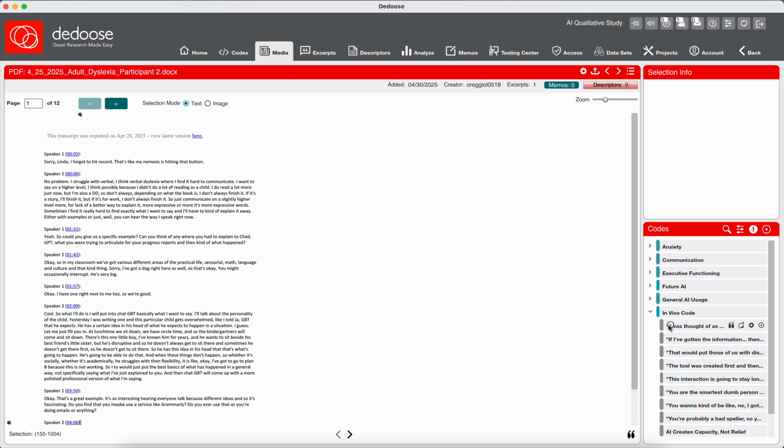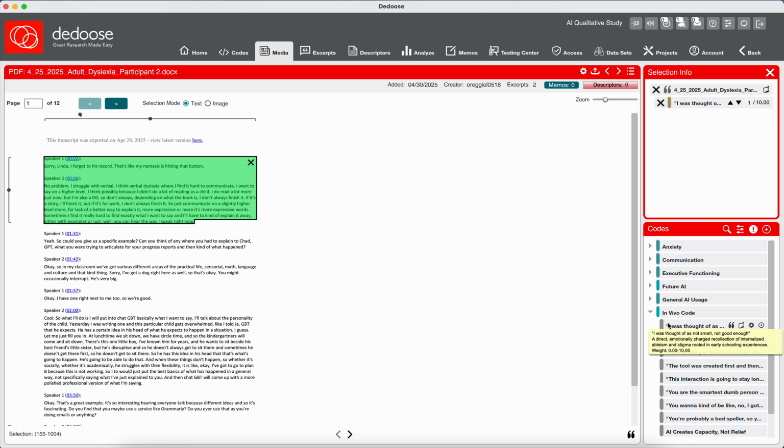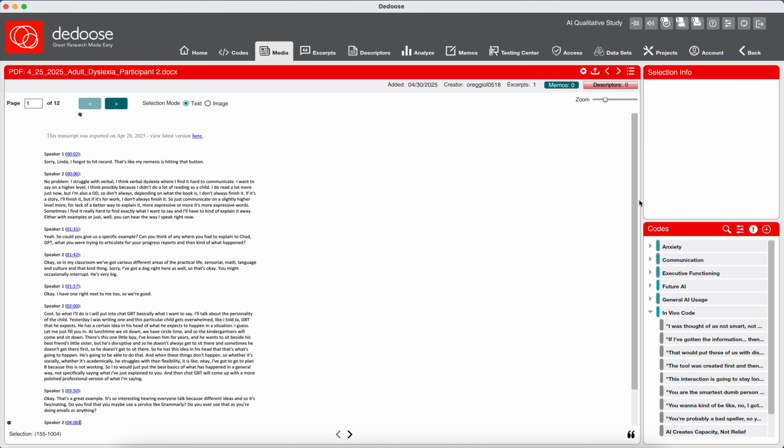An example of this one would be this code right here, which is, "I was thought of as not smart, not good enough." That was something that I don't want to diminish the importance of by restating it. This one was, "if I've gotten the information that I'm achieving like my peers," which was someone talking about dyslexia and utilizing audio for that.